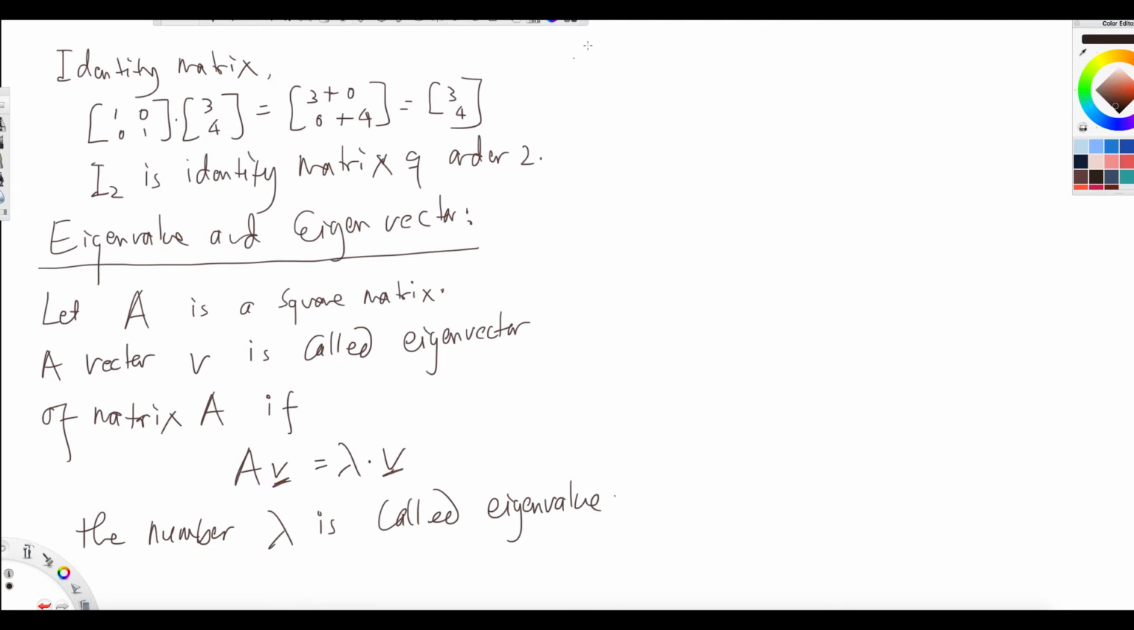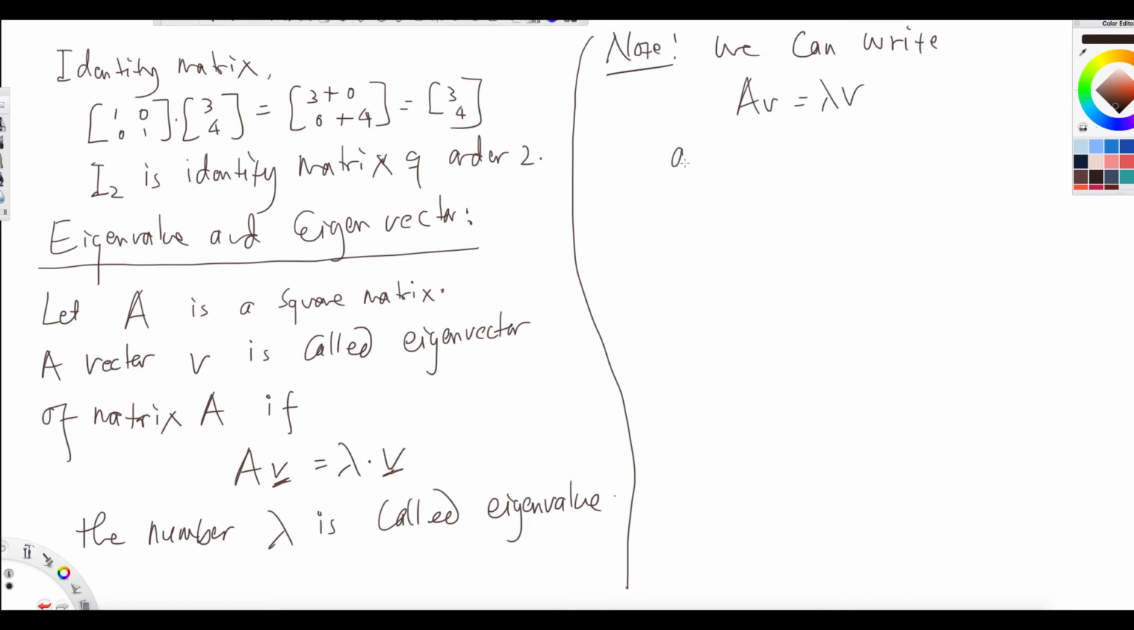To find the eigenvector and eigenvalue, first of all we find the eigenvalue lambda. To find the eigenvalue lambda, we find the solution of a characteristic equation. But what is the characteristic equation first? Let's talk about that. Note, we can write AV equals lambda V as AV minus lambda V equals 0.